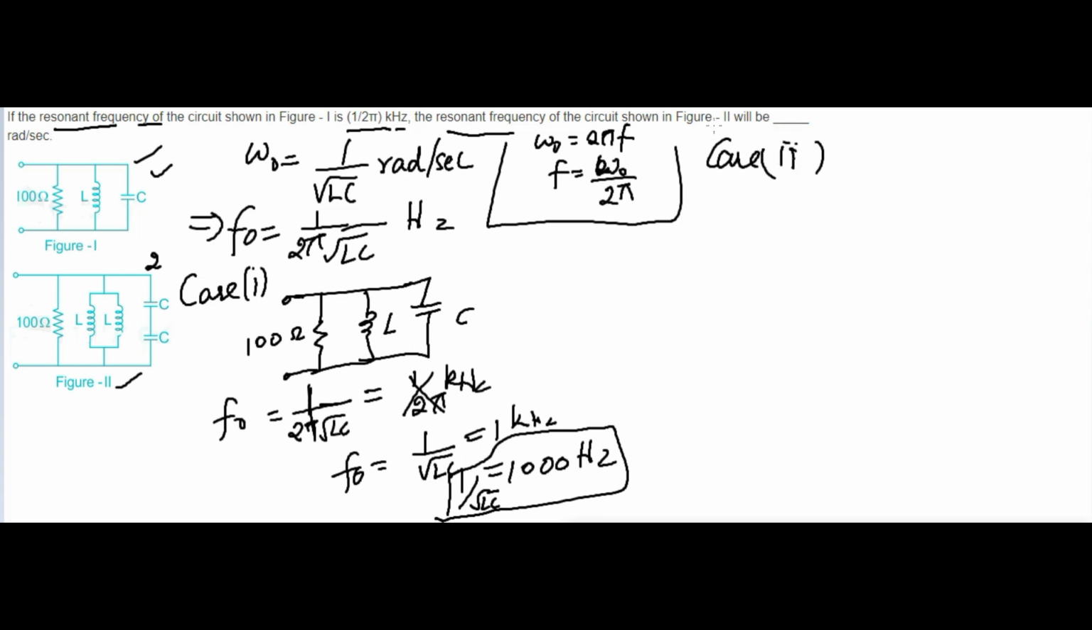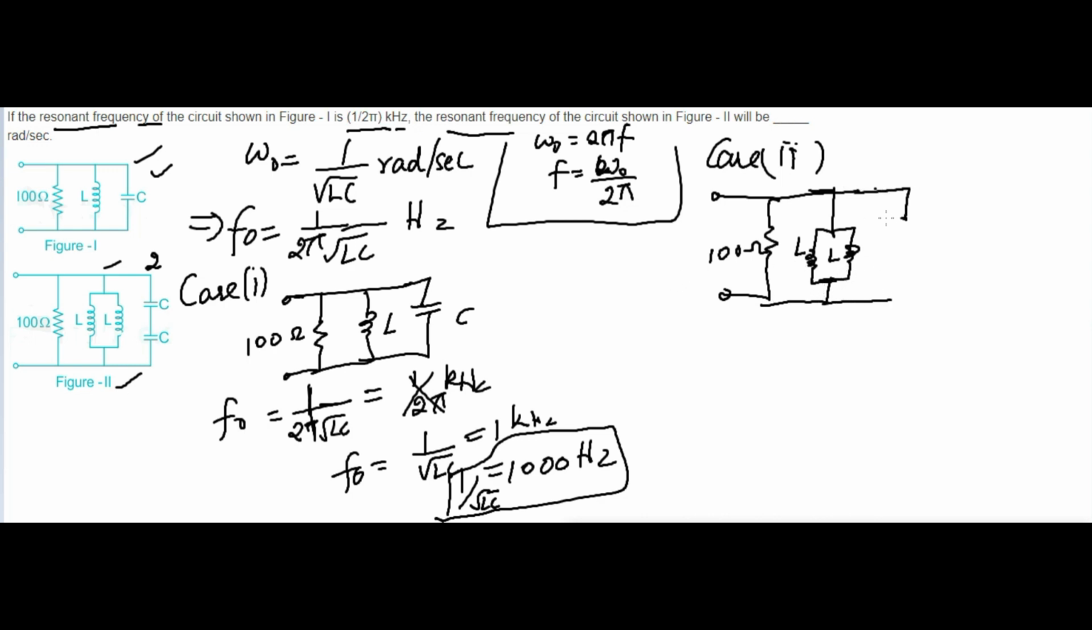What does case number 2 say? We have to take the next diagram. Here we have a resistor of 100 ohm with two terminals, and then we have the inductors in parallel. Let me draw this one. Just draw one L, and then draw another L here. We don't want to name them L1, L2; whatever they have given in the figure, just draw it.